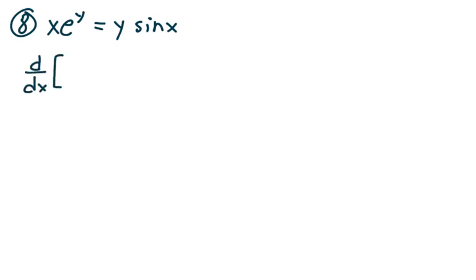Let's take a look at problem number 8. On problem number 8, we have x e to the y equals y sine of x. So we need to do this problem by implicit differentiation. What I'm going to do is differentiate both sides with respect to x. So the derivative of x e to the y with respect to x is equal to the derivative of y sine x with respect to x.